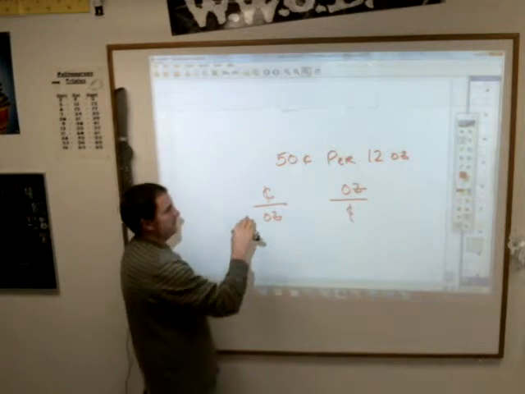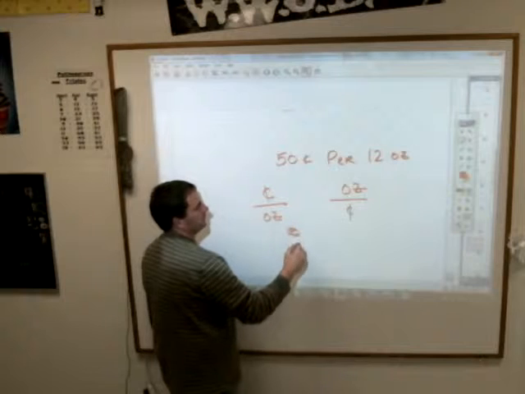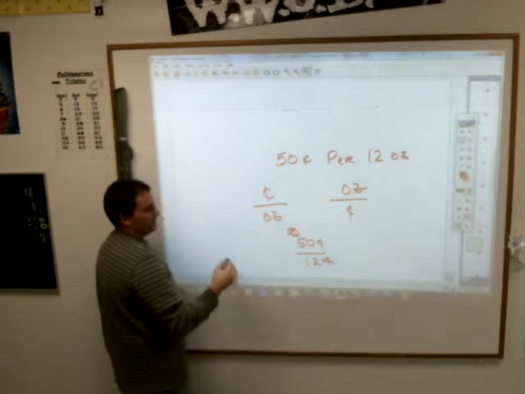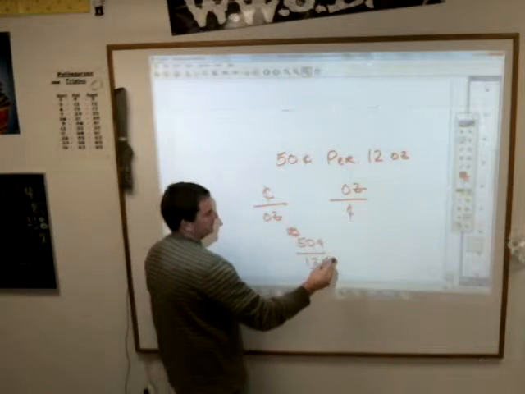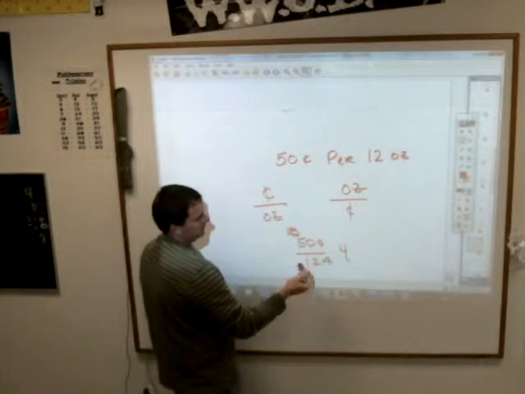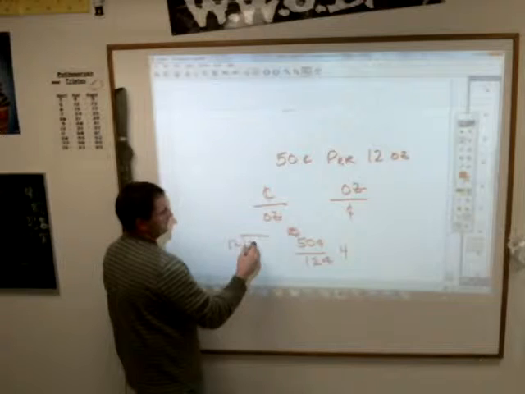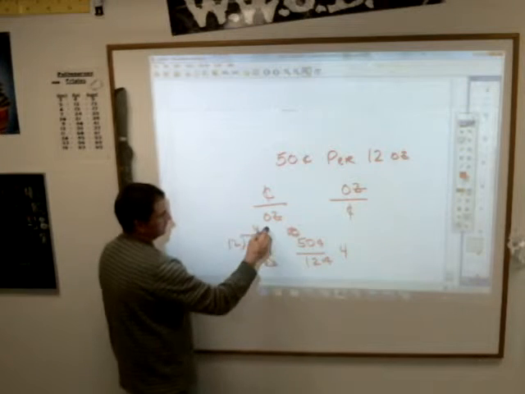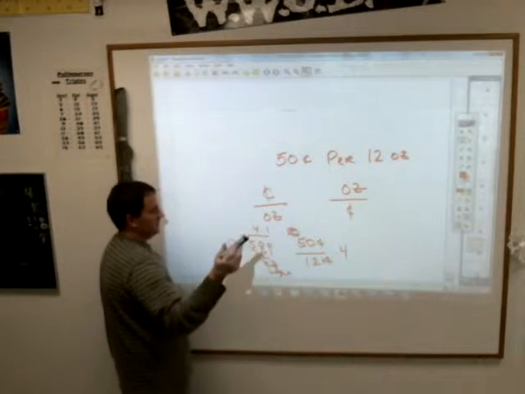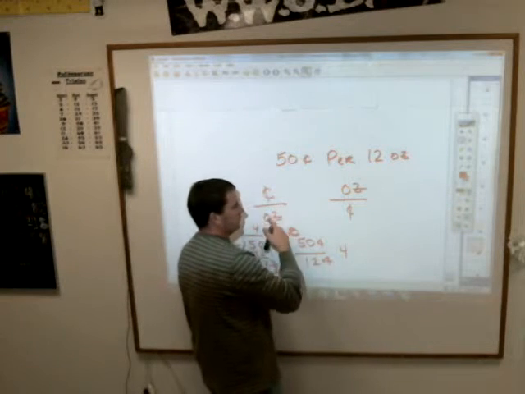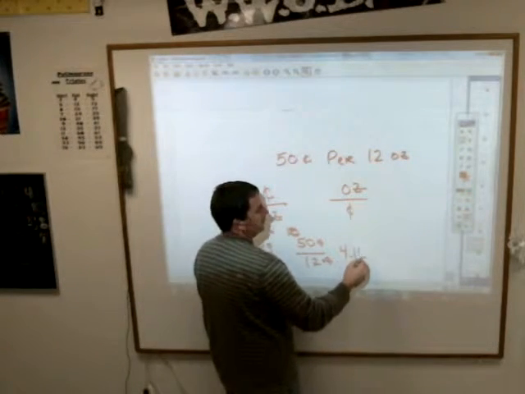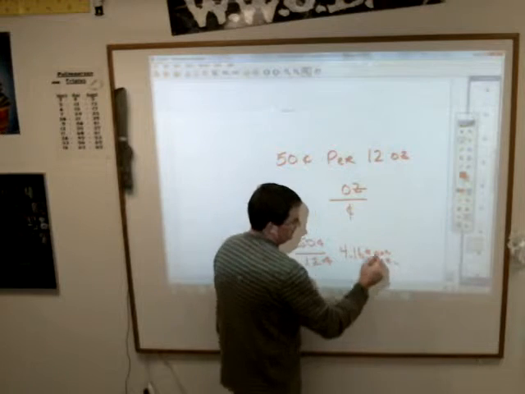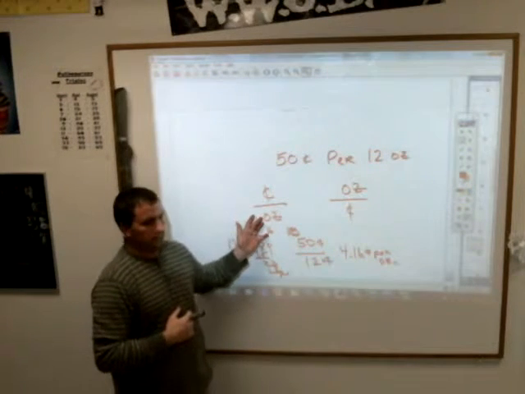Let's look at the different ways. In this case, you put 50 cents over how many ounces? 12 ounces. So you do the math, 12 goes into 50 what? 4 times, that's 48. 12 goes into 20, 1 time. 12 goes into 80 about how many times? 6 times, let's just say. So for this first one, you spend 4.16 cents per ounce. That's the unit rate when you have cents on top.